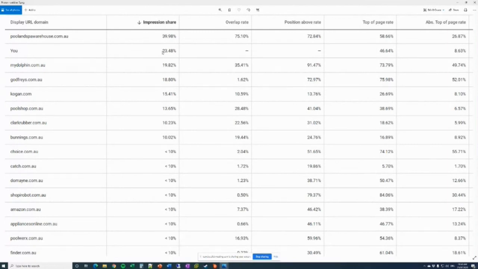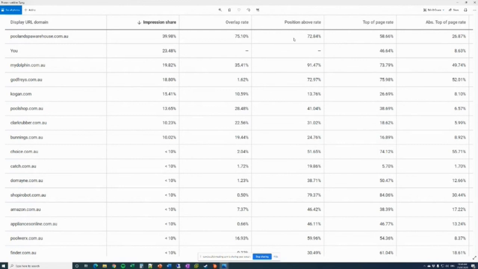Okay, so you want to know the overlap rate. The position above overlap rate is when the same ads are showing at the same time. So Pool and Spa Warehouse shows 75% of the time that my ads show. My Dolphin shows 35% of the times my ad shows. Okay, that's clear. What's the position above rate?